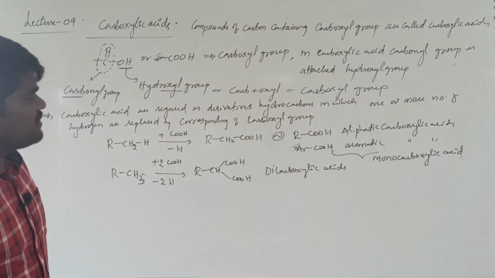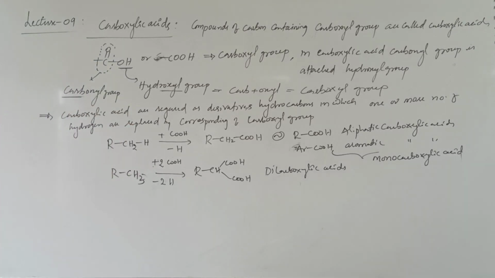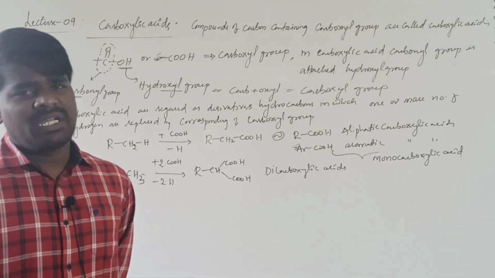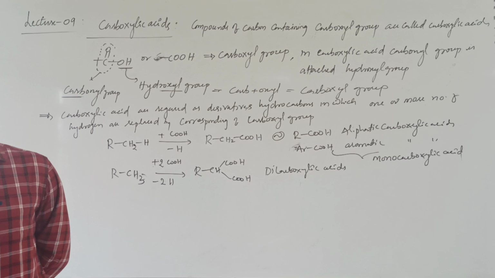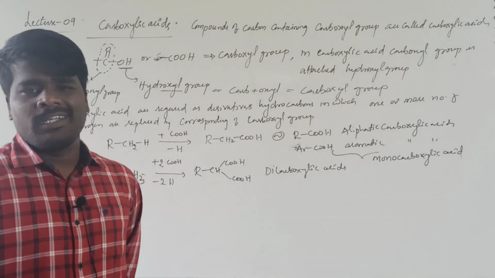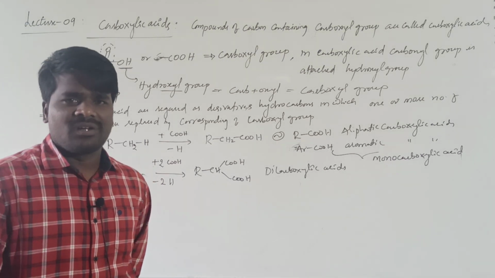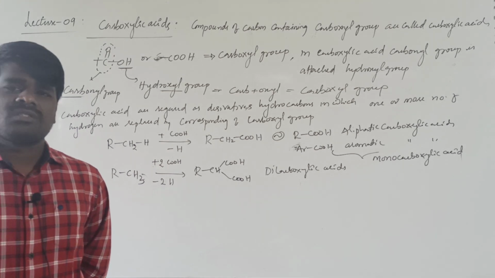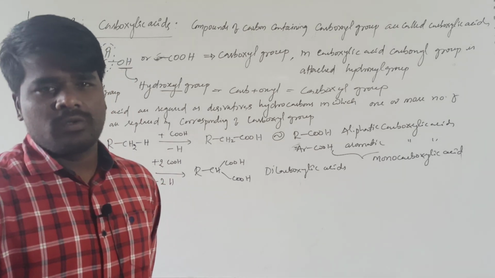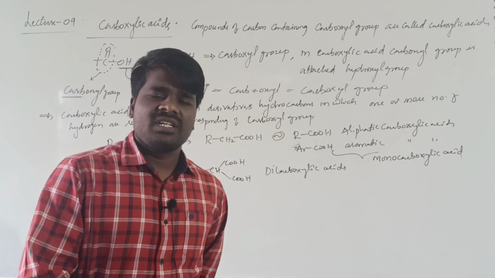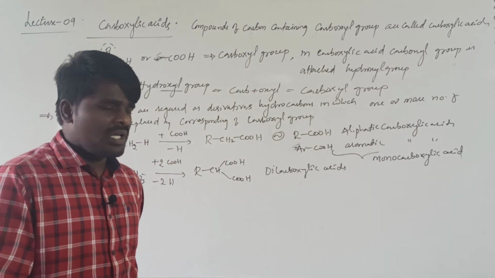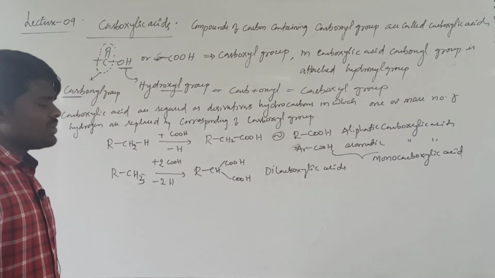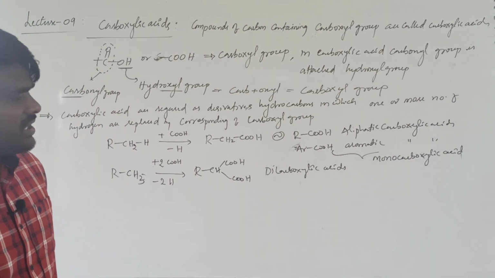They are generally regarded as the derivatives of hydrocarbons in which one or more hydrogens are replaced by a corresponding number of carboxylic groups. If only one hydrogen is replaced by one carboxylic group, they are called monocarboxylic acids. This can be either aromatic or aliphatic. If two hydrogens are replaced by two carboxylic groups, they are called dicarboxylic acids. If three are replaced, they are called tricarboxylic acids. It goes on like that, but in our syllabus we are going to discuss only monocarboxylic acids.